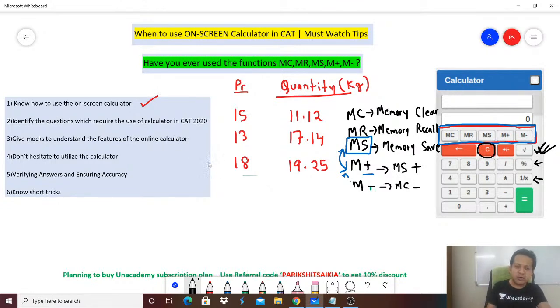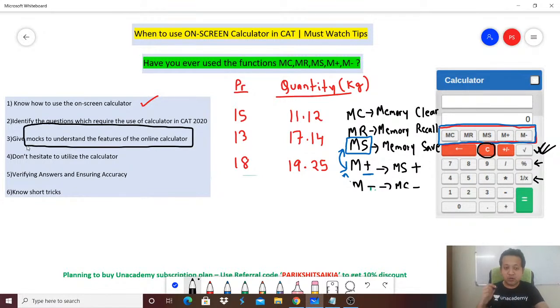Next is, you definitely cannot be using these functionalities for the first time in your CAT. Trust me, don't do that. You only use these functionalities if you practice them in your mocks beforehand. Otherwise, there is no point. You cannot be playing the final straight away without playing any practice match.